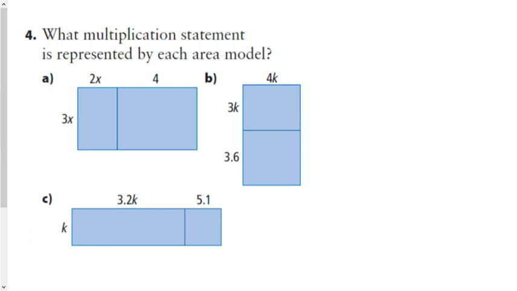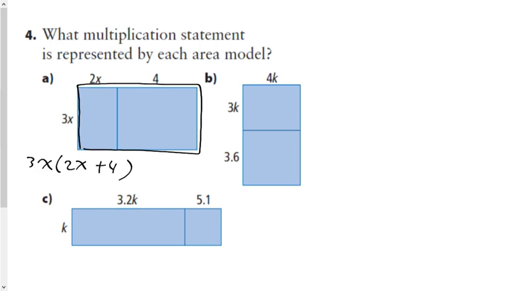So if we think about what this black rectangle's area is, it is going to be the product of 3x multiplied by 2x and a positive 4, or the binomial 2x plus 4. So that's the multiplication statement that's represented here. It doesn't say to answer it, but if you did answer it, the answer would be 6x squared plus 12x, but that's the multiplication statement.